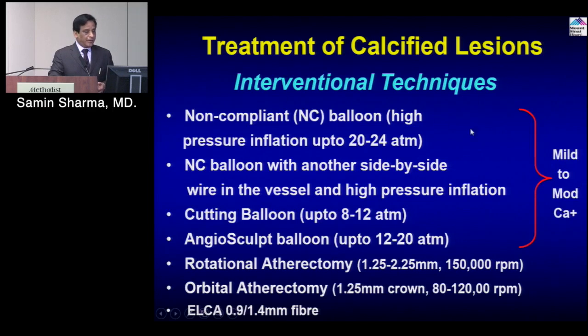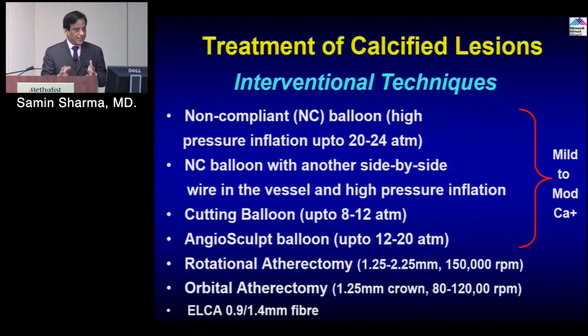Clearly, if you are mild to moderate, use a high pressure balloon dilatation, we call them non-compliant. Sometimes we leave a wire side by side and cut the lesion, or we have the scoring balloon techniques and cutting balloon, which goes to moderate pressure and take care of the mild to moderate calcium. You don't need in the regular one, but in the moderate calcium.